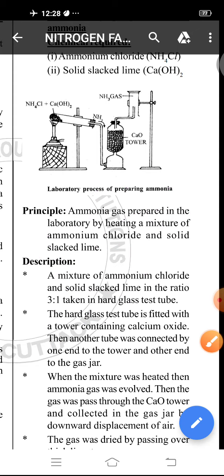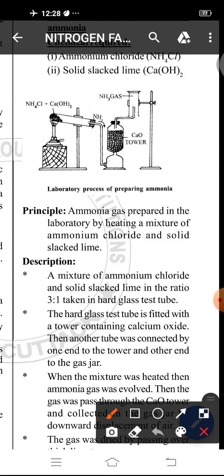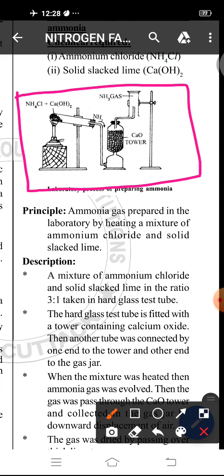From the diagram you can see the laboratory setup. This is the laboratory setup, how ammonia is prepared in the laboratory. For ammonia preparation in the laboratory, we require a hard glass test tube, a Bunsen burner, a stand, a delivery tube, one gas jar and a calcium oxide tower. This type of containers or instruments are required for laboratory preparation of ammonia. Then how is this laboratory set up?